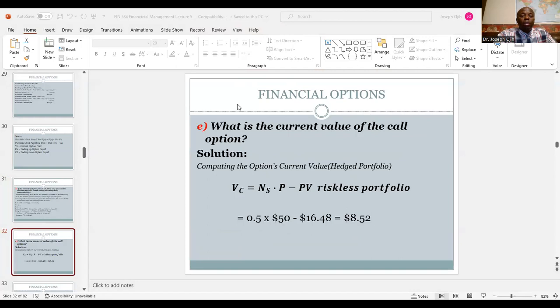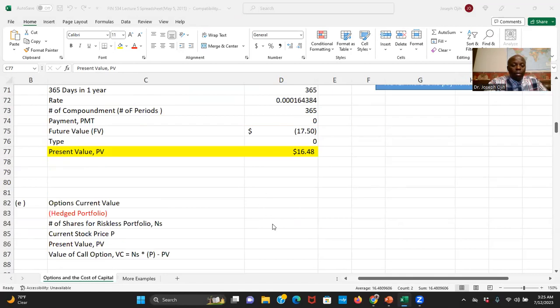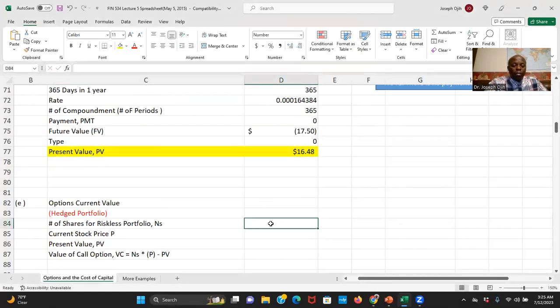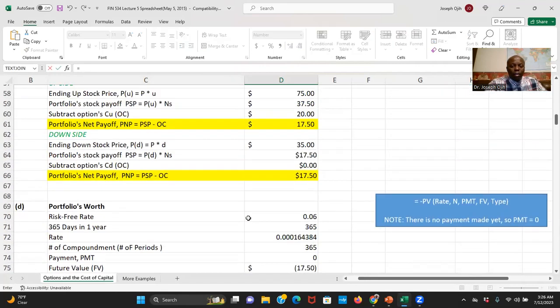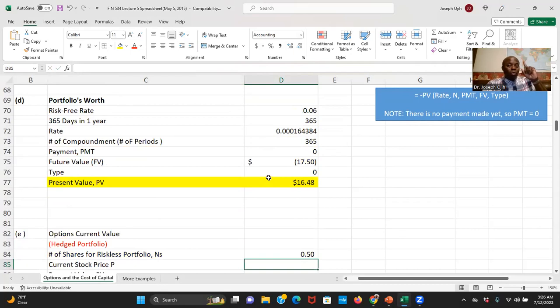Just make sure you're seeing this. All right, so now let's get the value of the call option. Remember, it's a hedge portfolio. So the number of shares, NS, we got it here as 0.5. See, number of shares for the risk-free portfolio, that's 0.5. Remember, this is one call option. Like I said, nobody buys only one. They buy many, 50 or even multiples of hundreds.